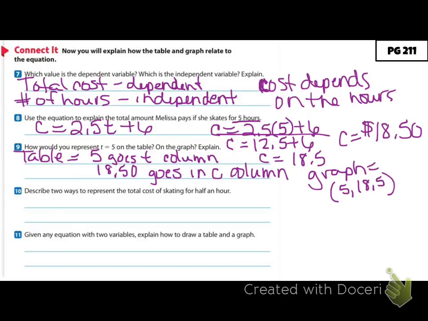Number 10, describe 2 ways to represent the total cost of skating for half an hour. So for this one, we just solve for t equals 0.5, or 1/2. So it would be C equals 2.5 times 0.5 plus 6.